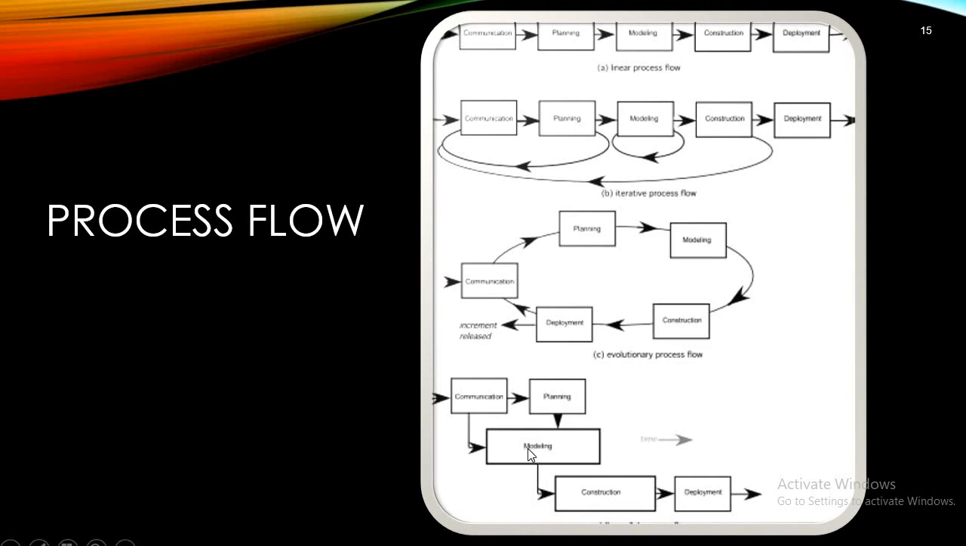And the final one is parallel process flow, which executes one or more activities in parallel. So from communication, it goes either to planning and to modeling too. So here it executes one or more activities in parallel with the other activities. Okay, so this is called parallel process flow.